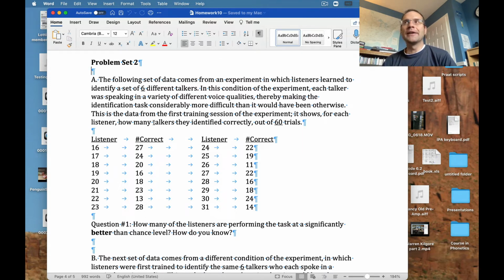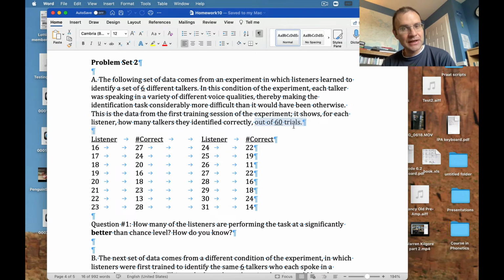This, like I said, is an experiment I've run. At the beginning of the experiment you learn 6 different voices, and then you hear one word spoken from one of those 6 voices, and you have to guess which person said it. You do a number of trials like this with feedback, and over time you get better at linking up the sound of the word to the person's voice, or at least their name. The data here comes from the first training session of this experiment.